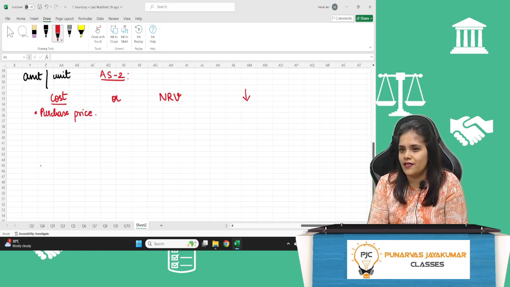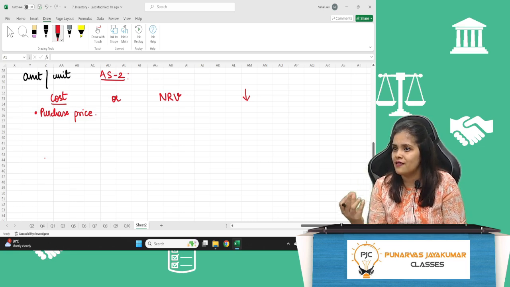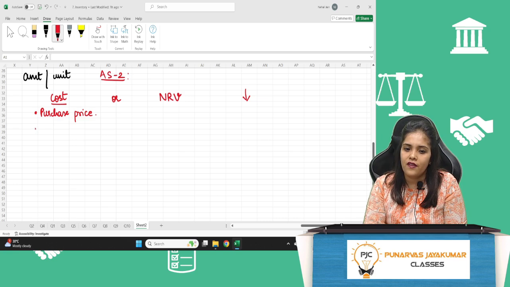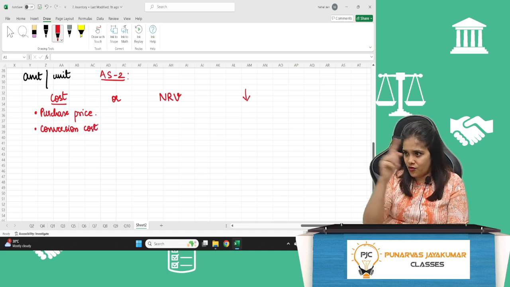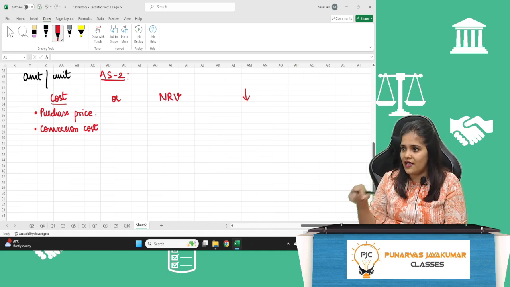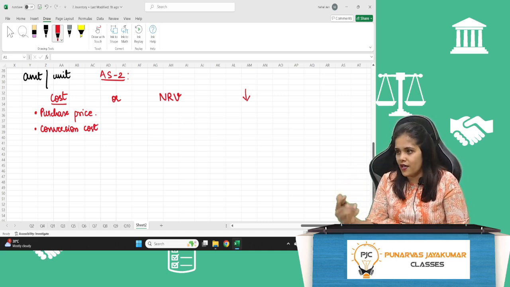And what is purchase price? The cost of raw material, right? The cost of buttons, cost of packing material, purchase price. Then conversion cost, to finish. Like cutting, attaching buttons, then packing, all that.